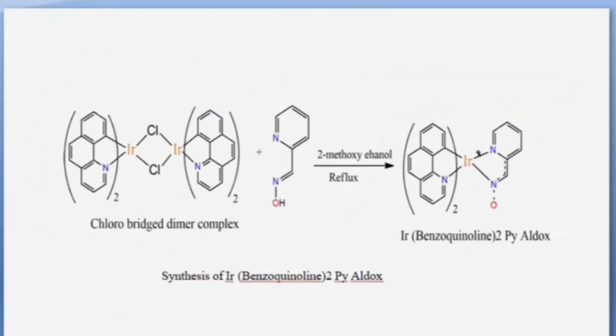Then I produced a second type of dichloride bridged compound. This used benzoquinoline instead of phenylpyridine. Now I used this kind of complex with pyridine ixine, and I produced an iridium complex, iridium benzoquinoline pyridine ixine. So this is a good complex I obtained.